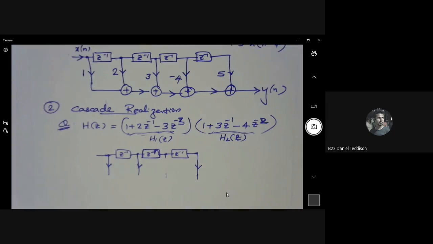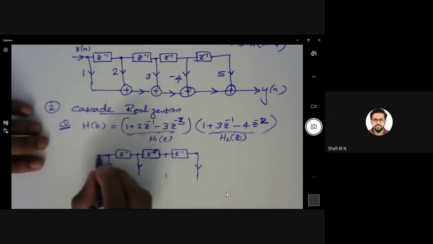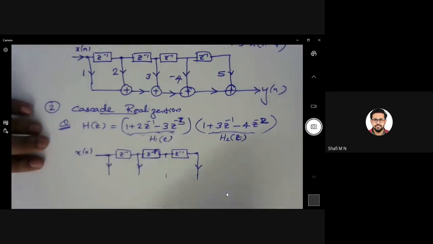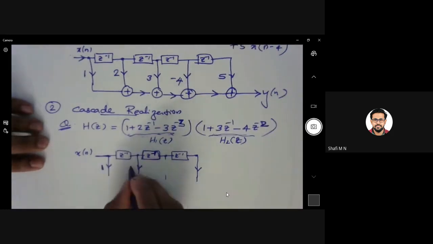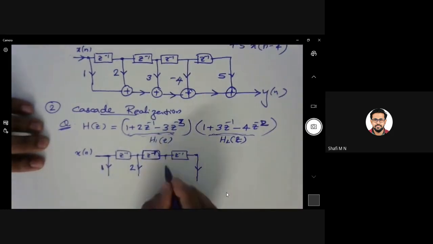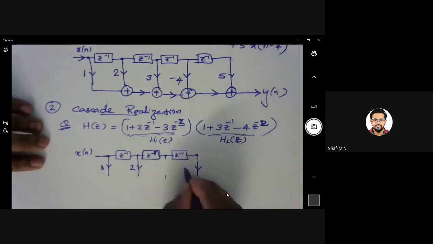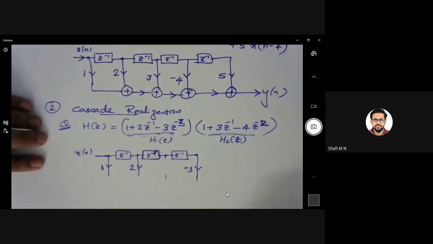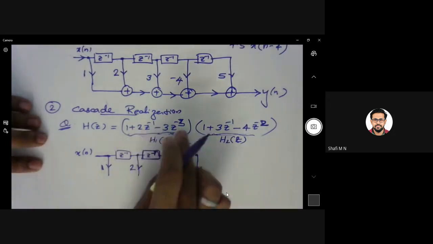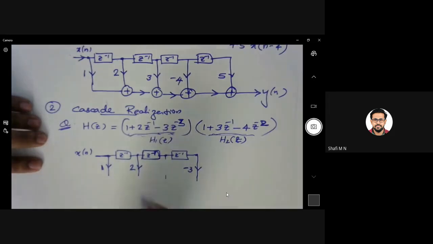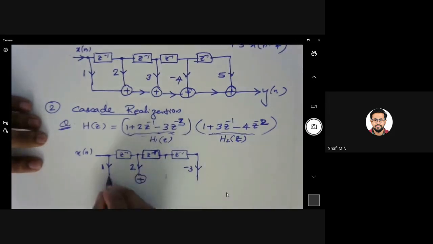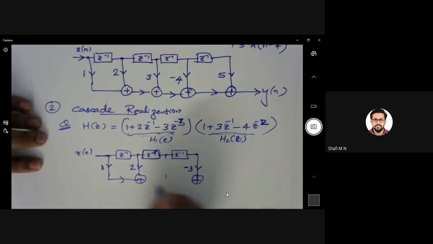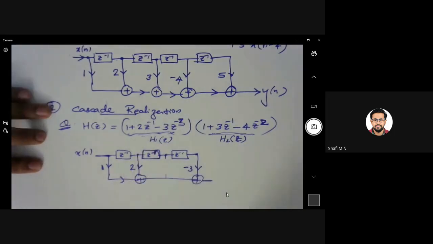Okay. So this is your x(n). First coefficient is 1, second coefficient is 2, third coefficient is 0, next one is minus 3. Now you add all these terms: 1, 2, 3, 4 terms are added. So here you will have the output of the H1 transfer function.